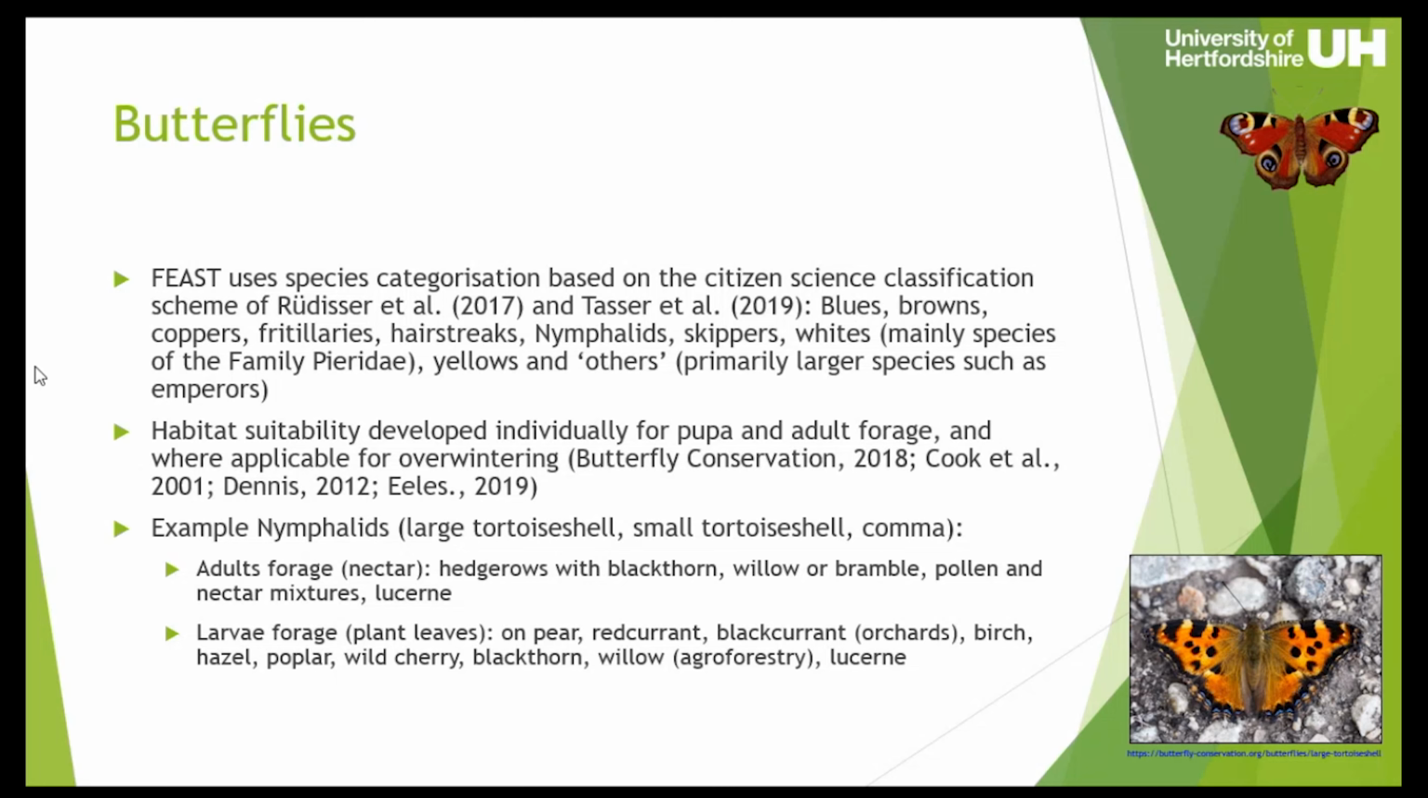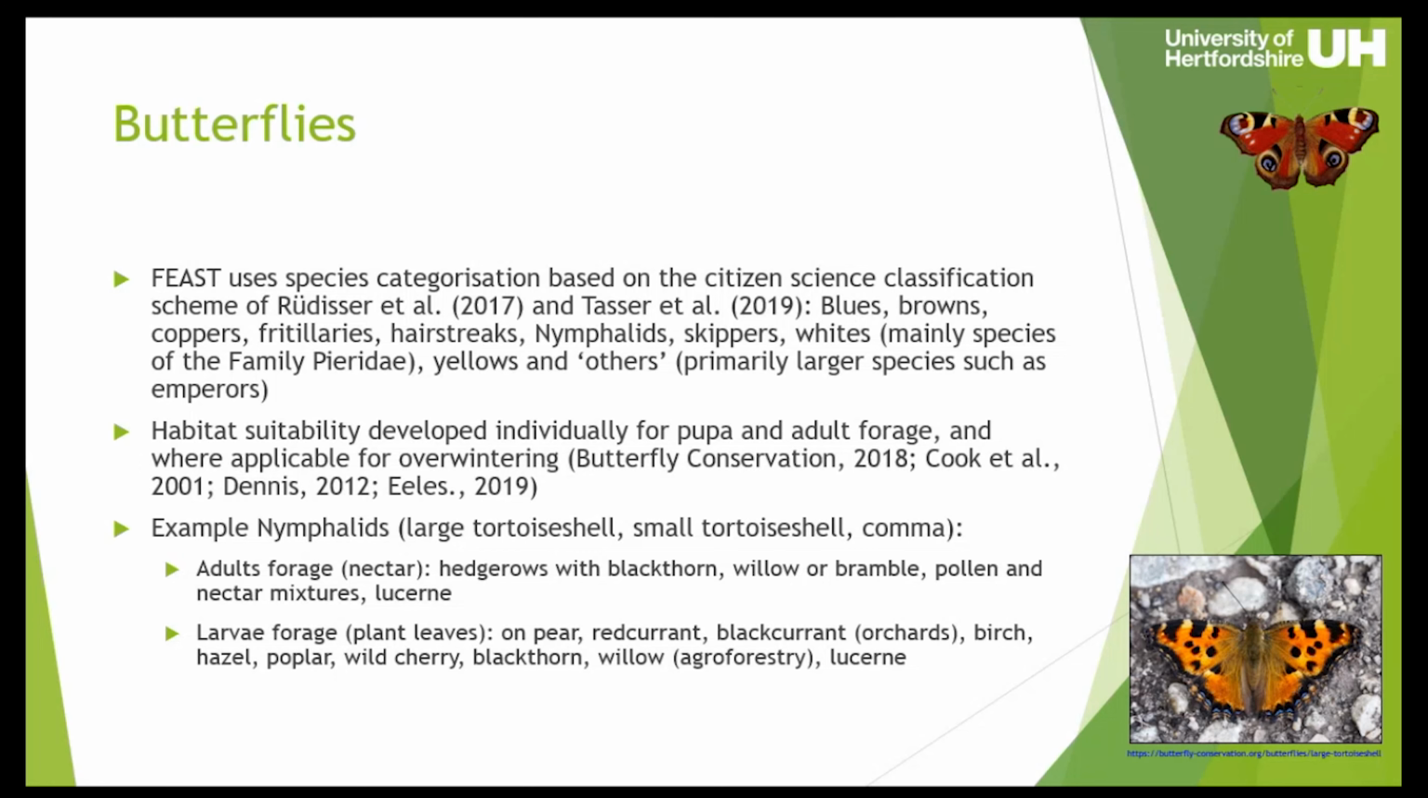So I'll use this example, the nymphalids. There are a couple of species here of interest, depending on where you are in Europe: large tortoiseshell, small tortoiseshell, and comma. Of these three species, there's a general preference for hedgerows with species such as blackthorn and willow. Bramble is quite a ubiquitous one in terms of butterflies. Also pollen and nectar mixtures that contain multiple species for the larvae.